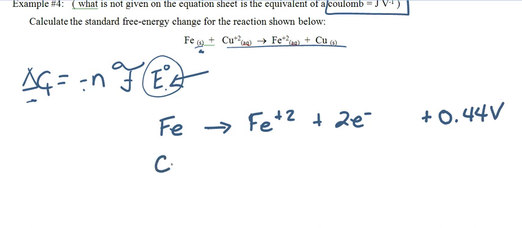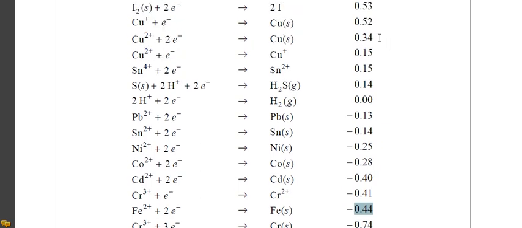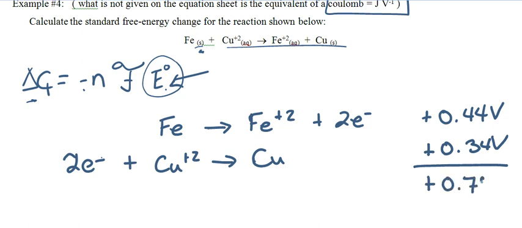Looking at our copper +2 and going to solid copper. That means that it is gaining 2 electrons. And again, there's our copper +2. So copper +2 going to solid has a positive 0.34 voltage. So yes, we do have a positive voltage, which is very good. I believe that's a 0.78 voltage. All right, so now we can plug in our values here.